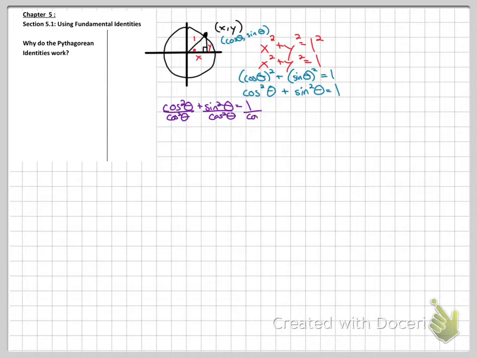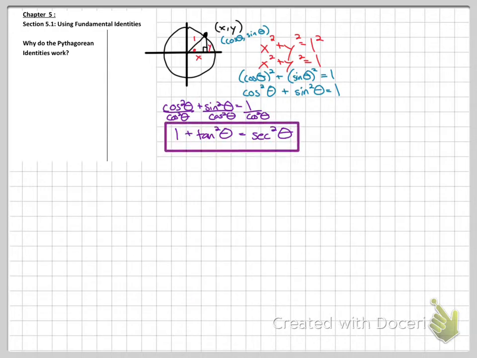Sometimes I'll just say cosine squared, but the theta is implied. You always need to write your thetas down. Divide by cosine squared and I get 1 plus tangent squared, because sine squared over cosine squared is tangent squared, since sine over cosine is tangent. And 1 over cosine squared is secant squared, because 1 over cosine is secant. And this is another one of our identities from the same original one, but I just did some algebra to manipulate it and write it a different way.